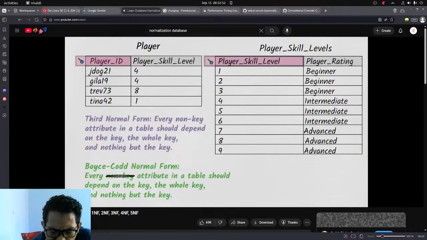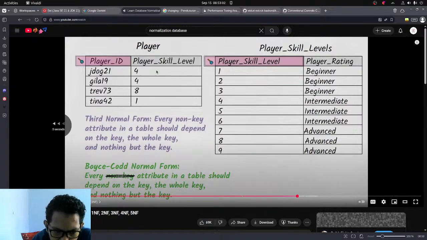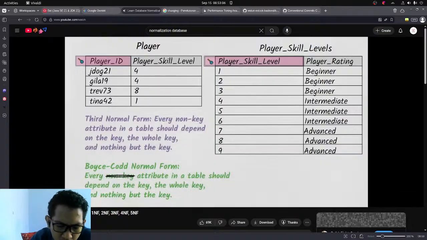So as a practical matter, just follow the guideline that every attribute in a table should depend on the key, the whole key, and nothing but the key. And you can be confident that the table will be in both third normal form and Boyce-Codd normal form.